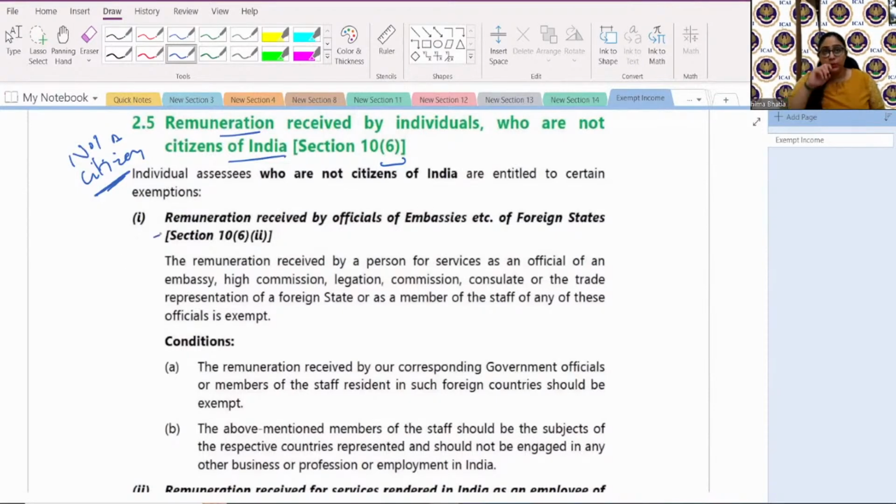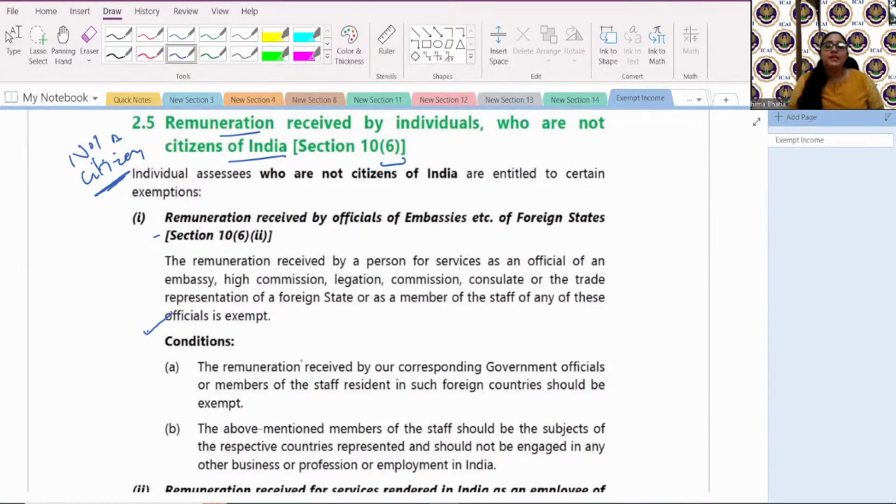What is this? Diplomats who come to India; Indian High Commissions are there in various countries. Similarly, other countries' High Commissions are here in India. So the people from their country come here and work here. I remember I told you services rendered in India means income is taxable in India, right? But particular exemptions are given to diplomats, that if you are a diplomat working in an embassy in India, your income, which is your salary income, would not be taxable. Even if the services are rendered in India, we are exempting it.